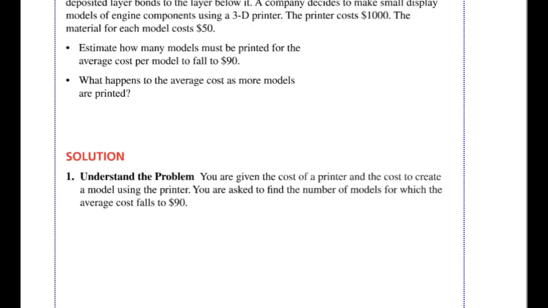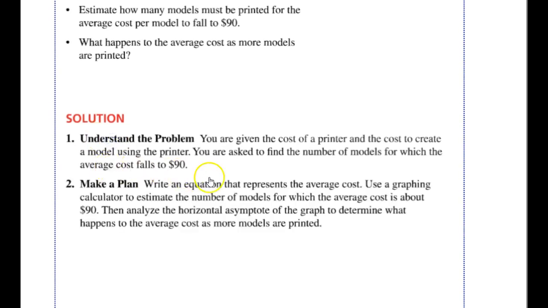And so then I'm asked to find the average. Okay, so now I want to write my equation that represents the average cost. Then I can use my graphing calculator to estimate the number of models for the average cost for when it's about $90. Then I can look at the horizontal asymptote to determine what happens when more models are printed.